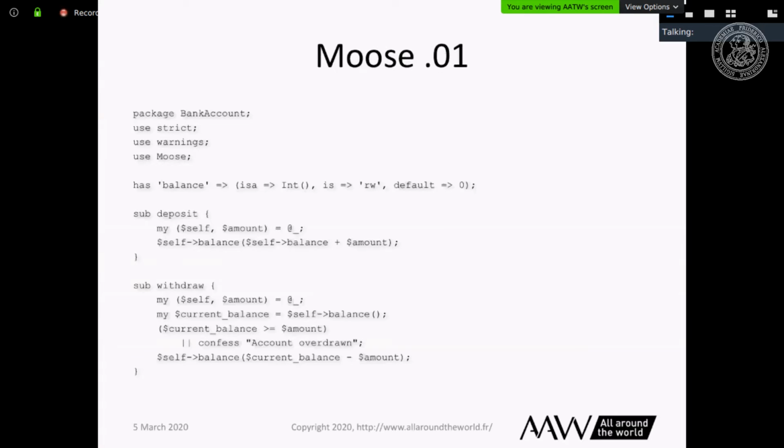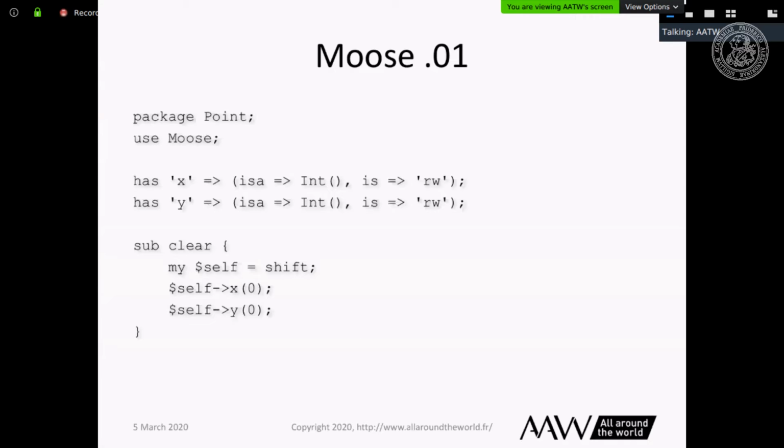So Moose 0.01, this was released back in 2006 by Stevan. You can see it looks pretty much like the Moose we have today, except you had to import strict and warnings. You can see, is it int? Int was a sub call, but mostly it's what we expect in Moose. So this is a point class that we had there. I should have put in the strict and warnings example, but I didn't.